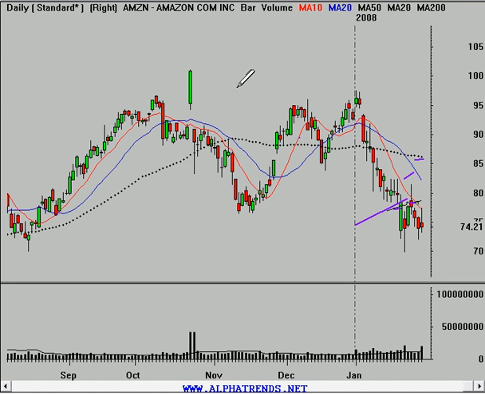So I would be very careful with Amazon going forward. It looks like yet another broken tech stock in this bear market.